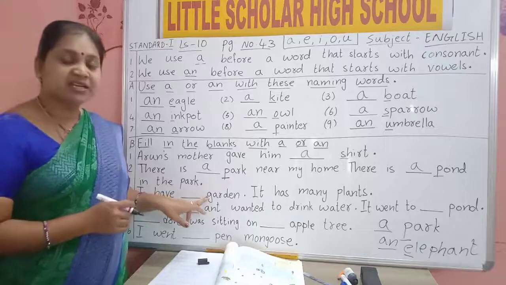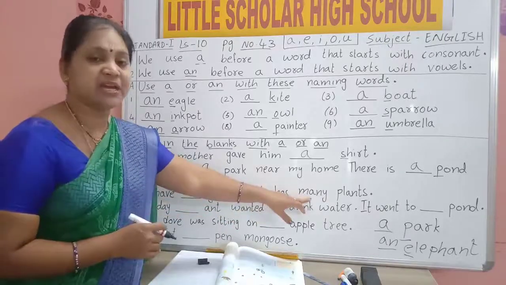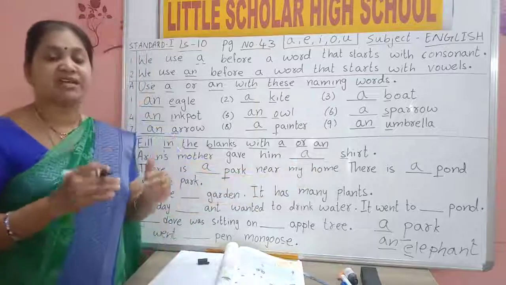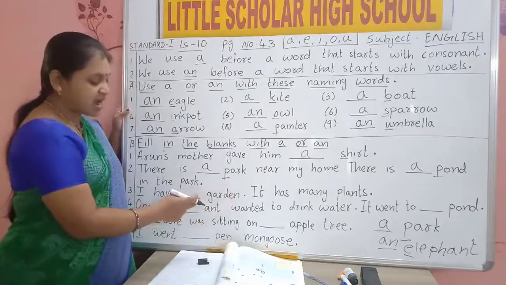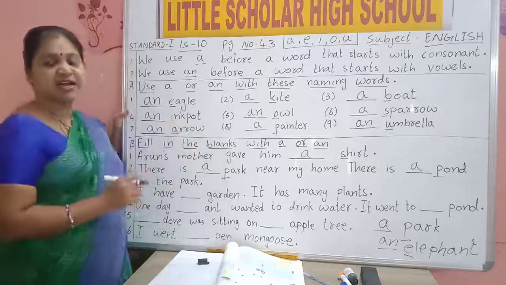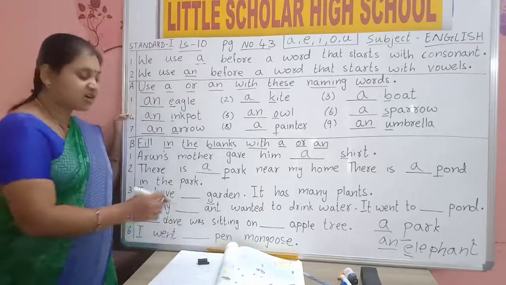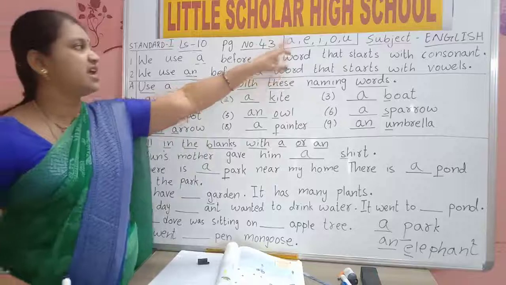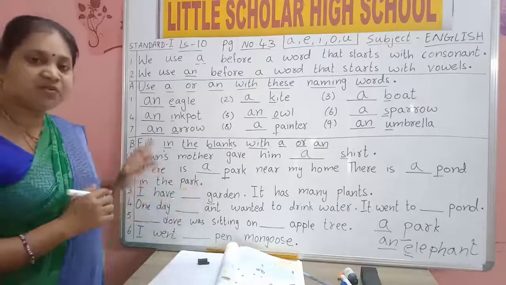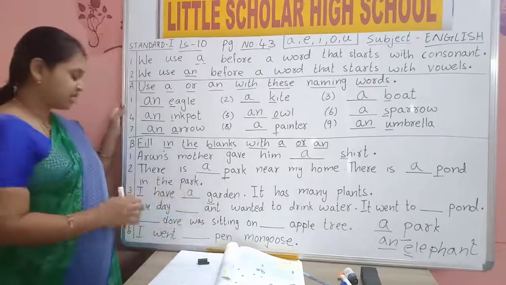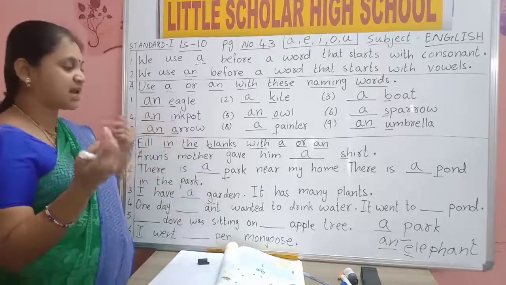I have dash garden. It has many plants. To write A or AN, you should see the next word after the dash. After the dash, you have G-A-R-D-E-N, garden. What is the first letter of garden? G. Now see whether G is there in vowels. A, E, I, O, U. No, G is not there. That means it is a consonant. So in front of a consonant, you should write A. I have a garden. It has many plants. In that, many plants are there.